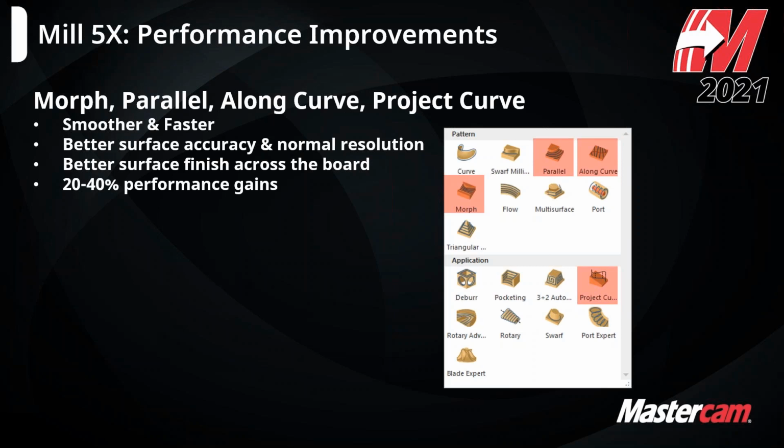And lastly, you're going to see 20 to 40% calculation improvements amongst all those toolpaths in 2021. So if you go to regenerate a 2020 part file in 2021, you'll see those performance gains regardless of the hardware of the PC that you have.